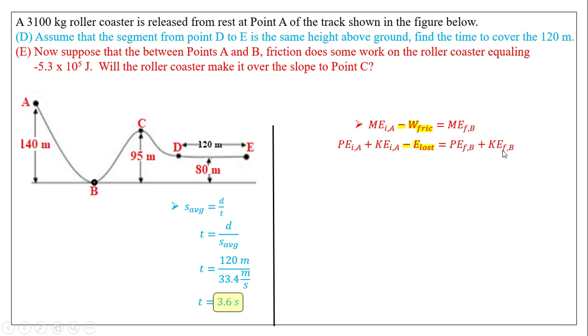But if you kept up with the beginning of the video, we can cancel a couple things. KE_i at point A is 0, and then PE_f at point B is 0 because there's no height involved. Okay, so really we can clean this up a little bit, right? PE is just mgh, and then E loss is just given to us as negative 5.3 times 10 to the fifth joules. And then here, you notice I didn't break up KE_f at B, right?